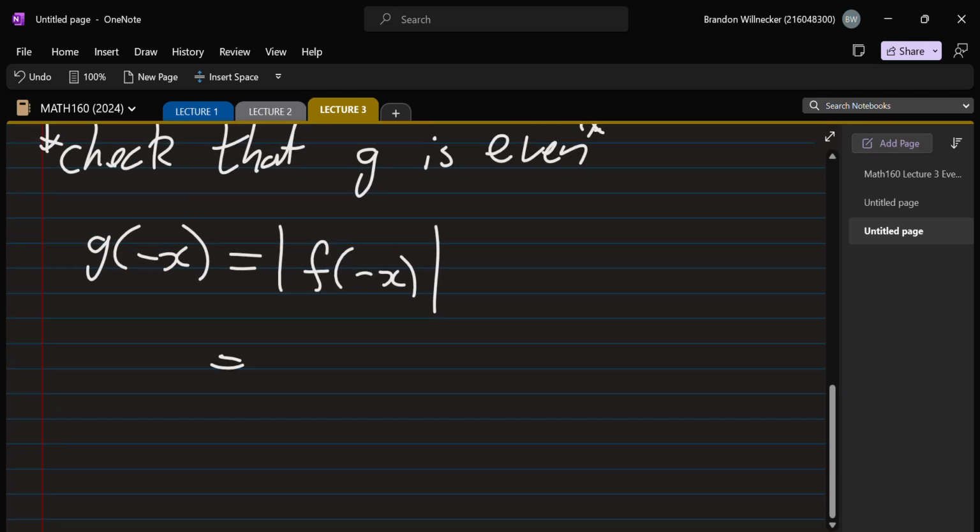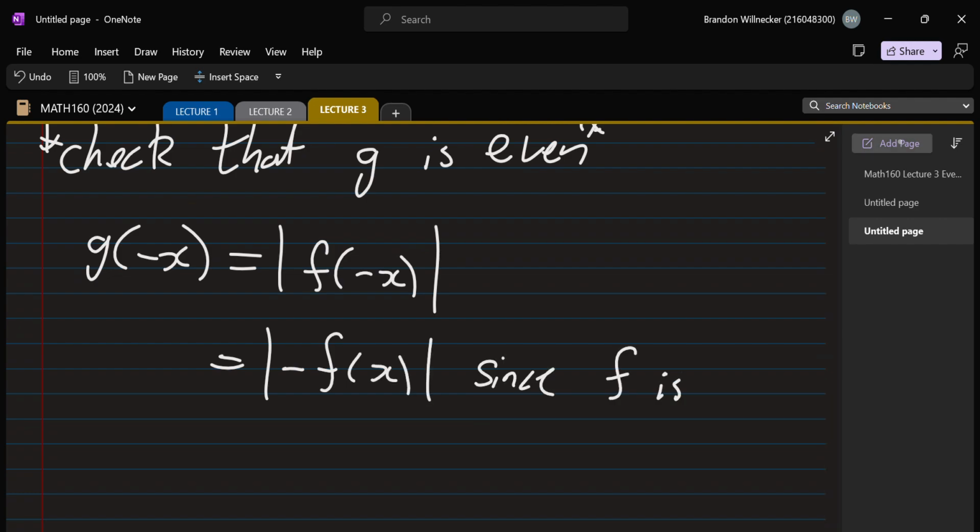So our next line will be absolute value of minus f of x. Reason: since f is odd. I'm just rewriting it for emphasis. We did say it at the beginning. Now, again, what do we do next? What do we want to show? We want to show that we get back to g of x.